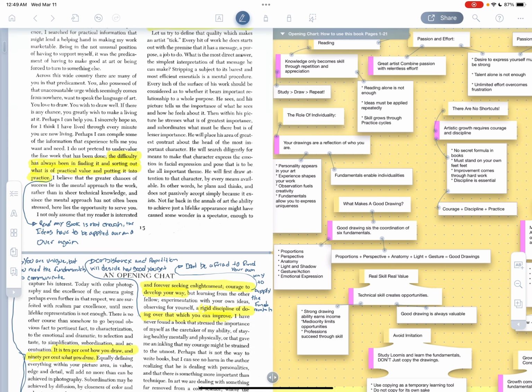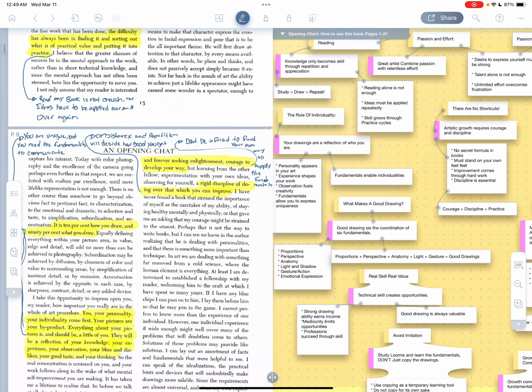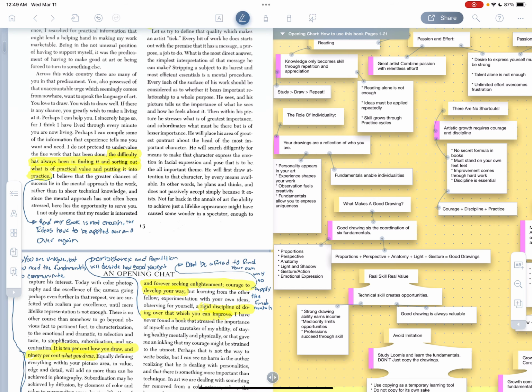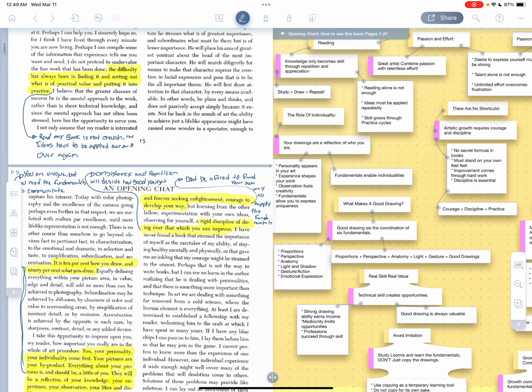So that hit home. As we go further down the chapter, Loomis talks about how the difficulty has always been finding and sorting out what is of practical value and putting it into practice. Another thing he stresses is that he's going to lay out the techniques of everything you need to be successful in this book, but it's up to you to put it into practice. Reading any book is not enough. This is a comment I wrote: reading any book is not enough. Ideas have to be applied over and over again.